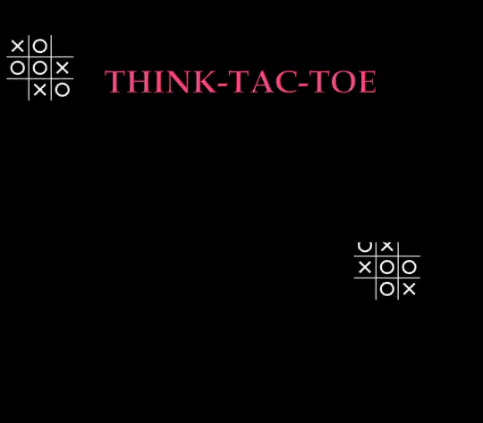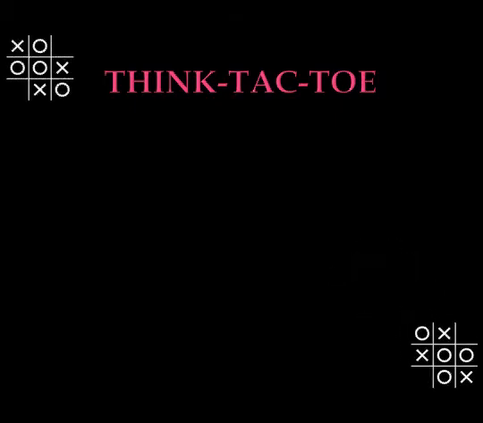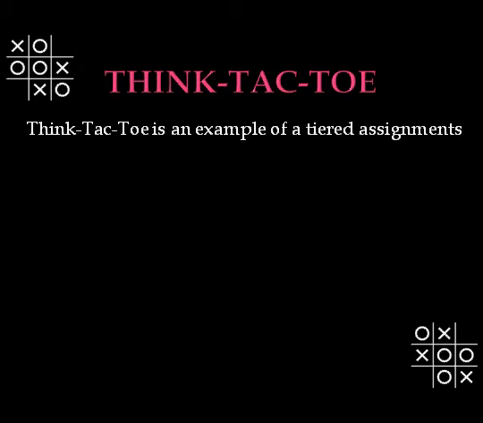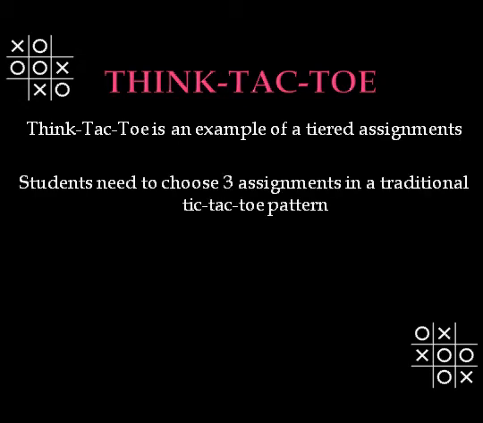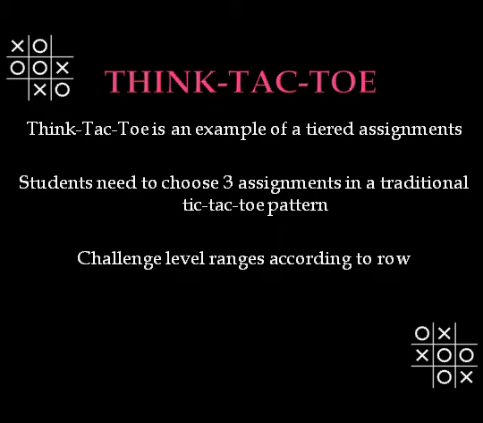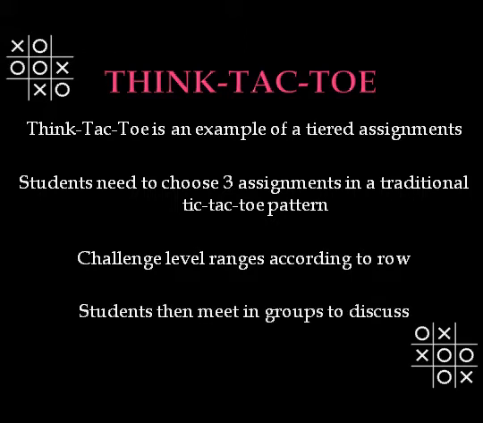Think-Tac-Toe is a tiered differentiation tool that offers activities from which students can choose to complete assignments and demonstrate understanding. Think-Tac-Toe is designed in the traditional tic-tac-toe form with a square consisting of 9 boxes. Students should choose 3 assignments to make either a vertical or diagonal tic-tac-toe pattern. The center square may be left open for the student to select an activity of their own.